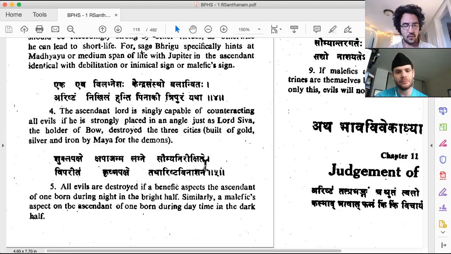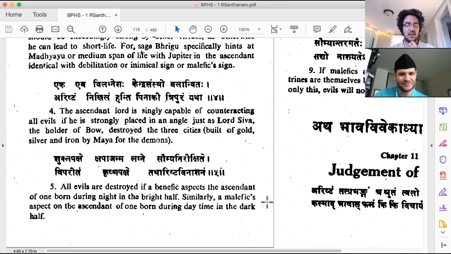Yeah. Well said. And number 5 says, all evils are destroyed if a benefic aspects the ascendant of one born during night in the bright half. Similarly, a malefic aspect, be absent, of one born during the daytime in the dark half. I'm assuming bright and dark half refer to the moon, right?